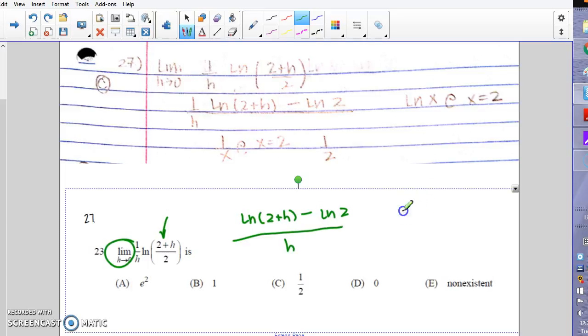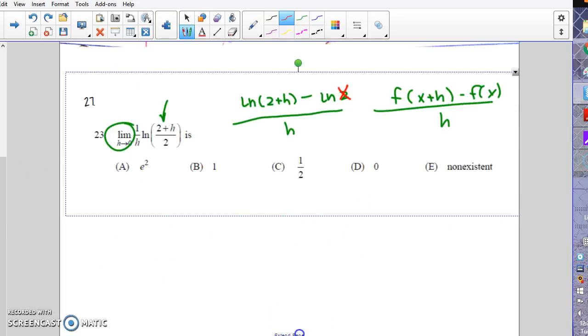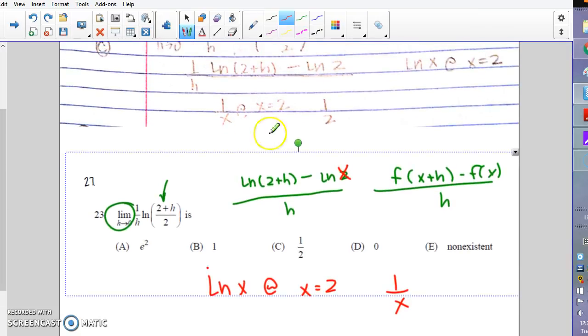So here we are. We're going to look at this in the same way that we looked at that a few problems ago. So this is really the derivative. Think of that as being x. So this is really the derivative of the natural log of x at x equals 2. So it's going to be 1 over x. And then since it's at x equals 2, you put in your 2, 1/2.